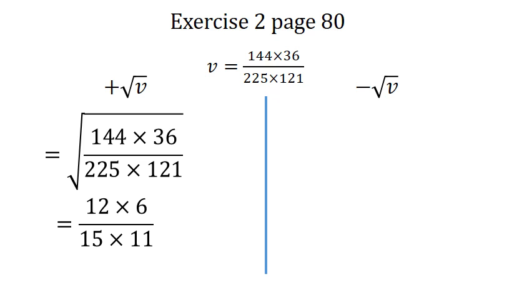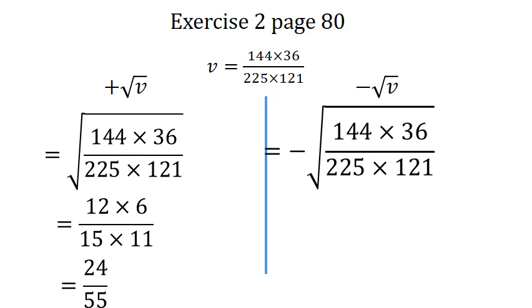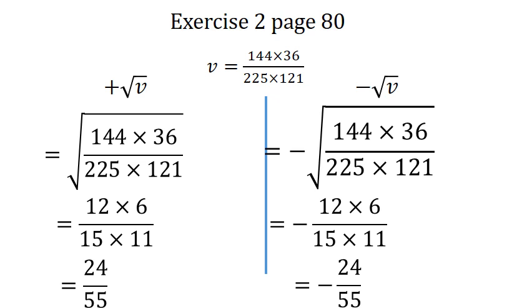We know that radical of 225 is 15 and the radical of 121 is 11. Now after multiplication and simplification, the fraction in its simplest form is 24 over 55. Now with respect to the negative square root, it is the same way, but don't forget we have a minus outside. So the final answer is minus 24 over 55.